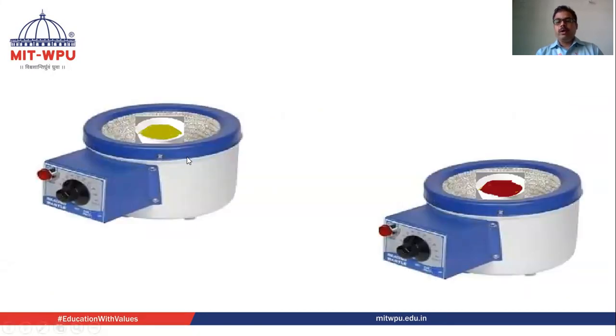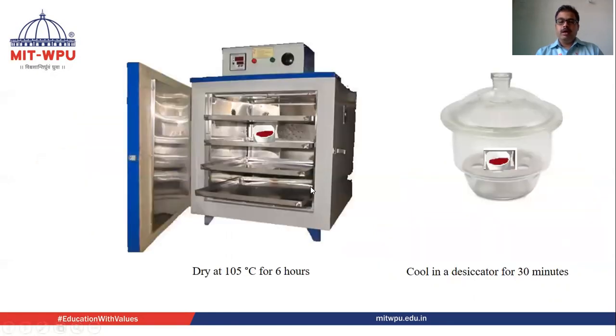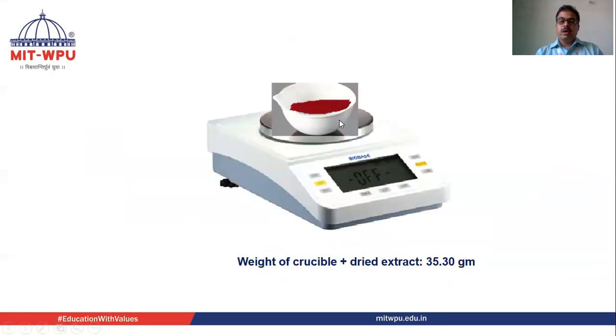Here we have evaporated it, and we can see the change in color. This is a dark brown color, completely evaporated. Immediately after that, we keep it in a hot air oven at 105 degrees Celsius for 6 hours, so that any remaining solvent is removed by this heating. After 6 hours, we keep it in a desiccator for 30 minutes for cooling, and immediately after that we weigh the crucible and note the weight. This is the weight of crucible plus dried extract. Suppose this is 35.30 grams.